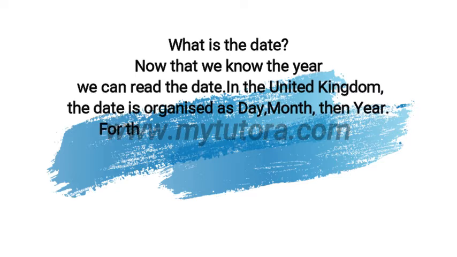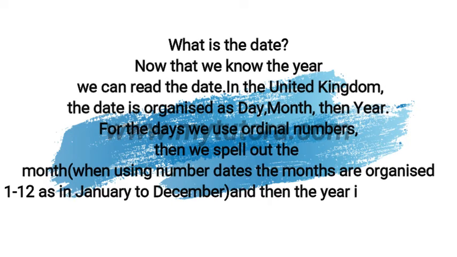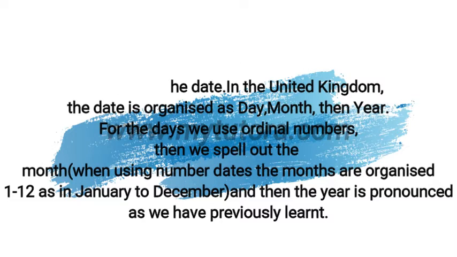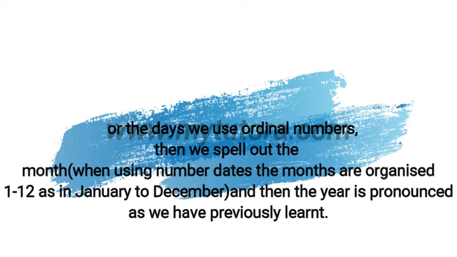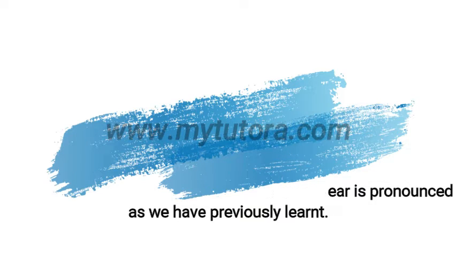What is the date? Now that we know the year, we can read the date. In the United Kingdom, the date is organized as day, month, then year. For the days, we use ordinal numbers, then we spell out the month. When using number dates, the months are organized 1 to 12, as in January to December. And then the year is pronounced as we have previously learned.